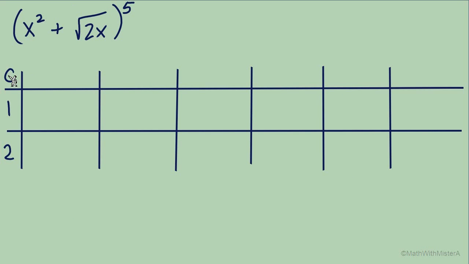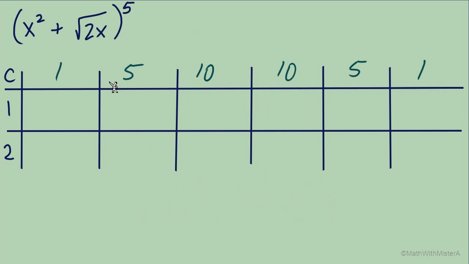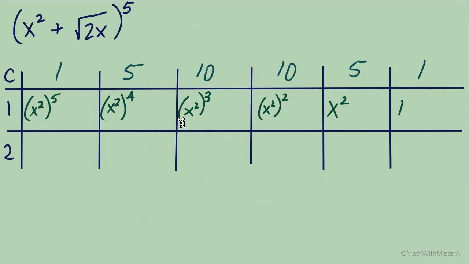I'm setting up a table, a row for the coefficients and the first and the second terms, and we need a total of 6 columns for an exponent of 5. Let's take care of the coefficients first. I'll just go back again to that Pascal's triangle we made. We're looking for the 6th row, the one that starts with 1, 5. Okay, 1, 5, 10, 10, 5, 1. Let's bring those back and put them in the table. Now, our terms in the binomial are a little bit complicated, so let's be cautious here. The first term will have x squared to the fifth, then x squared to the fourth, x squared to the third, x squared squared, x squared to the first, ending with positive 1 for the x squared to the power of 0.